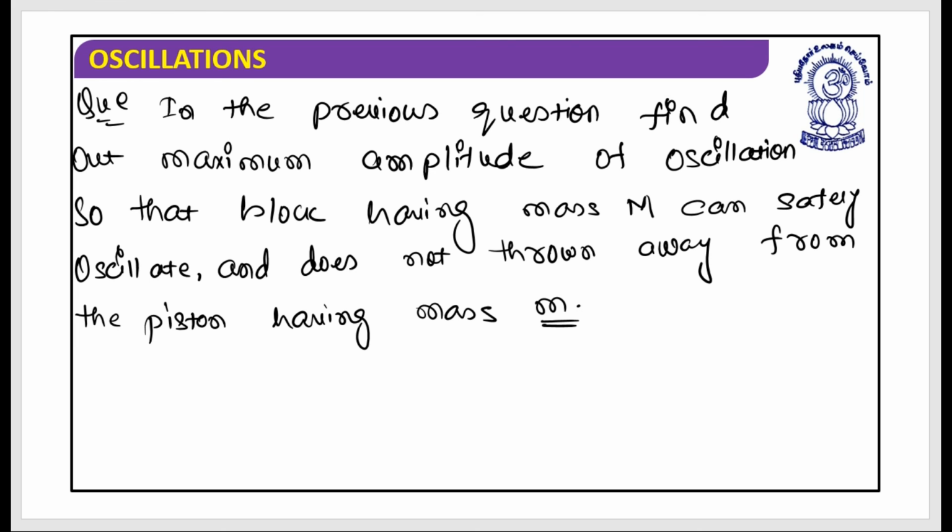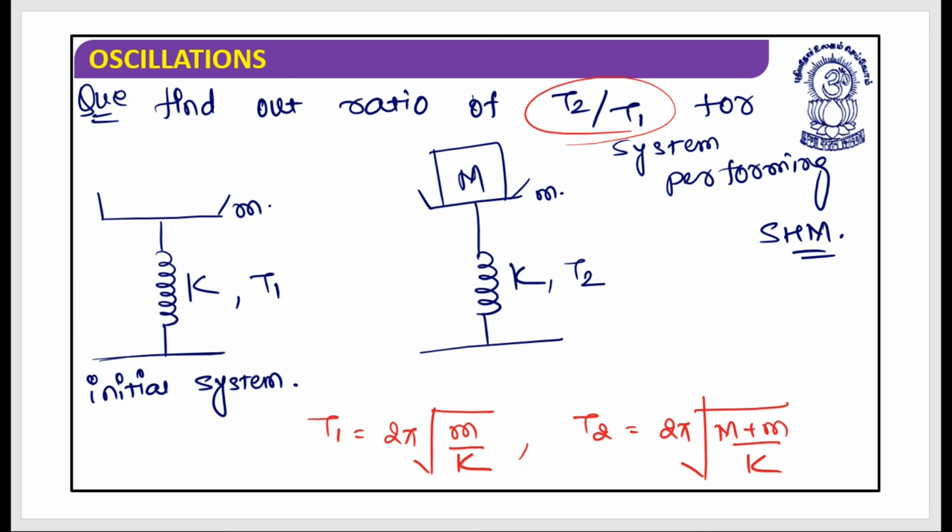What can be done? What do you think? They said that in this situation, find out the maximum amplitude of oscillation so that the block having mass m can safely oscillate, and they are talking about this situation. Yes, this can oscillate safely. As it is moving, it is going to oscillate downward and upward. So what could be the maximum amplitude of the system so that this is not going to be thrown away by this piston mass m?